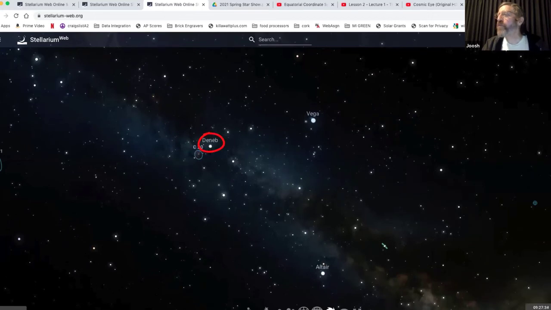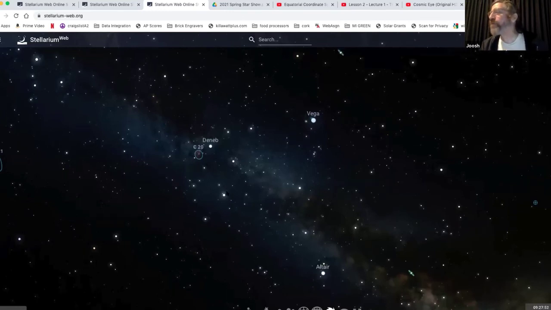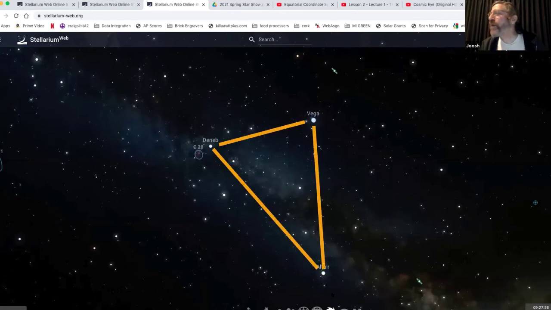Deneb is a special star because most of these stars are hundreds of light years away. Deneb is over 2,000 light years away. It's one of the actual brightest stars in the sky. It's so bright that it's one of the brightest stars in the sky, even though it's so much farther than all these other stars. If you look up, you will see this triangle here. Vega, Deneb, and Altair form what is called the Summer Triangle. There are three of the brightest stars that you can see.